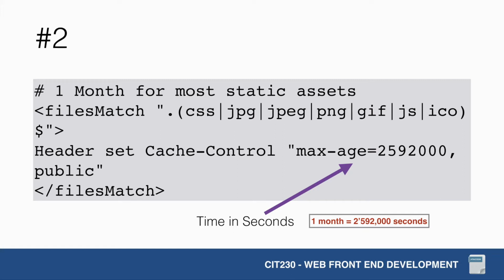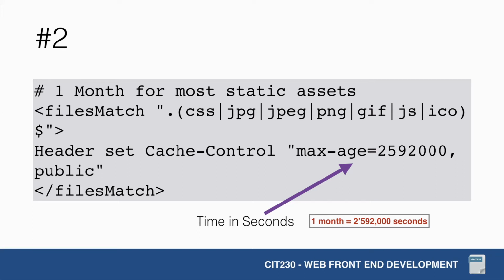So you have to set the time you want to keep this file in seconds. So 1 month means 2,592,000 seconds. This is the hardest thing with this method, that you have to convert every day or week or even year into seconds.